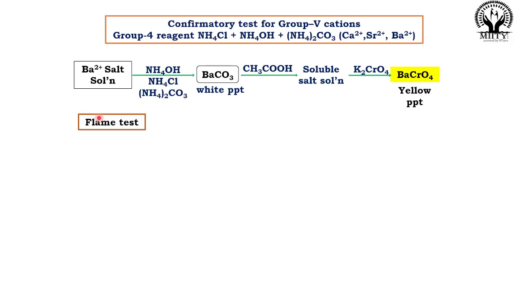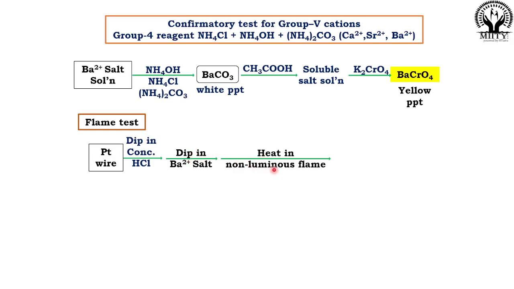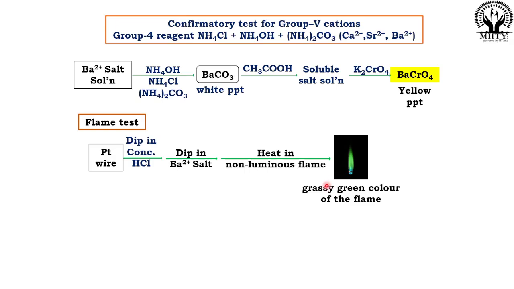In the flame test, we take the platinum wire. Initially we heat the platinum wire, and then dip it in the conc. HCl, and then dip in the barium salt. Again, this platinum wire which was dipped in the barium salt will be heated in the non-luminous flame region. If we observe grassy green color of the flame, then we can confirm the salt is barium salt.